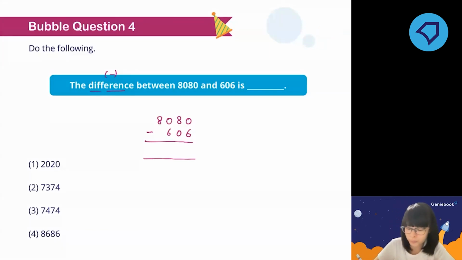So we need to regroup. Okay, we are going to regroup from 8 tens will become 7 tens, and then you have 10 ones over here. So 10 minus 6, 10 minus 6 will give you 4. 7 minus 0 will give you 7.